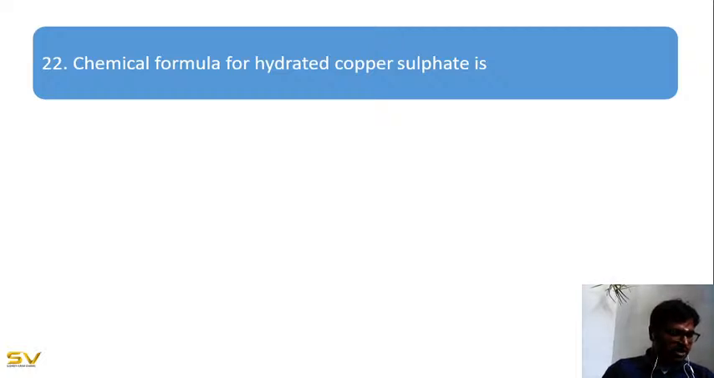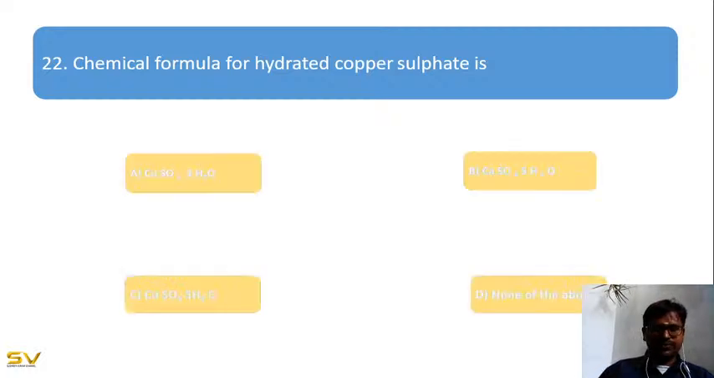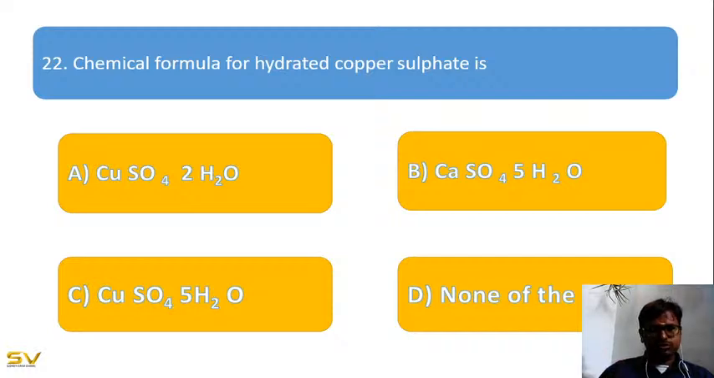So, hydrated copper sulfate. I got a new member also. I'm happy for that. The chemical formula for hydrated copper sulfate. Your options are CuSO4 2H2O, CaSO4 5H2O, CuSO4 5H2O. I think for a few of you this topic is not yet completed. Anyhow, I have seniors also here. Maybe I can see if anybody is going to answer this. Don't worry about that.